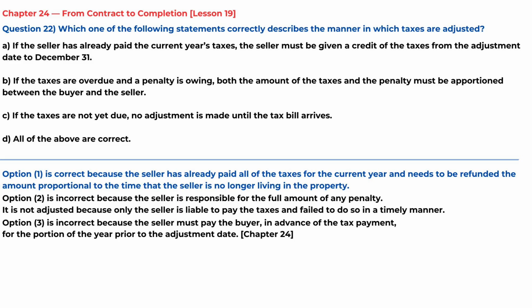Option 2 is incorrect because the seller is responsible for the full amount of any penalty. It is not adjusted because only the seller is liable to pay the taxes and failed to do so in a timely manner. Option 3 is incorrect because the seller must pay the buyer in advance of the tax payment for the portion of the year prior to the adjustment date.